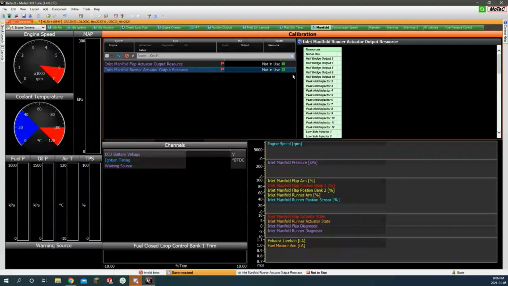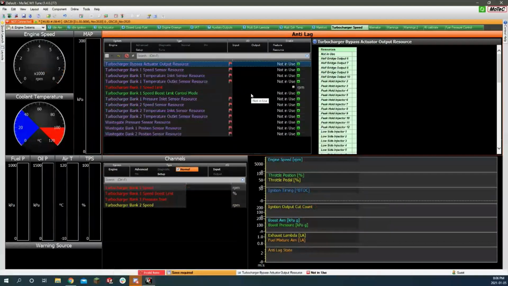Flap runner. So you can run actuators to change the length of your inlet runners. I think there was an FSAE team that did that, at least one. It's pretty cool. Kind of complicated, but it's not out of the question. But it's not really something we were planning on doing. But we can easily with this ECU.